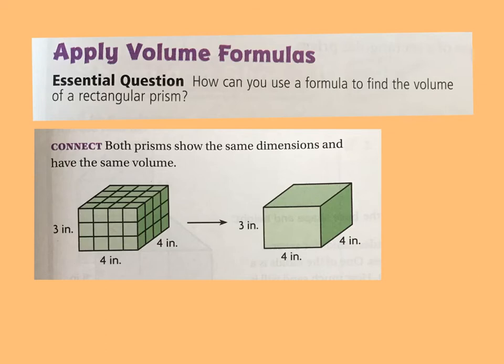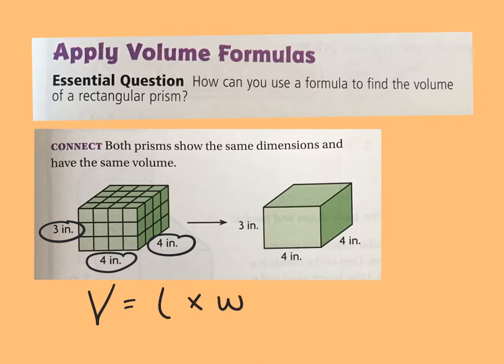Apply volume formulas. How can you use a formula to find the volume of a rectangular prism? So here we have a rectangular prism, and we know the bottom layer is 4 times 4, and then we have 3 levels of that. So if I want to find the volume of a rectangular prism, I take the length times the width or depth, same thing, and multiply it by the height. That's the formula to solve the volume of a rectangular prism.